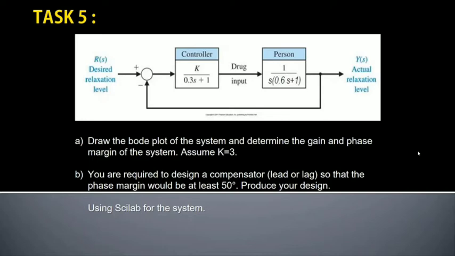So part A for the system is to draw the Bode plot of the system and determine the gain and phase margin of the system, and we need to assume K equals 3. And part B is you are required to design a compensator, lead or lag, so that the phase margin will be at least 50 degrees, by producing your design using Scilab for the system.